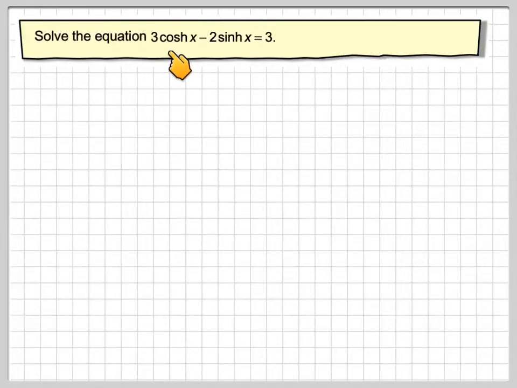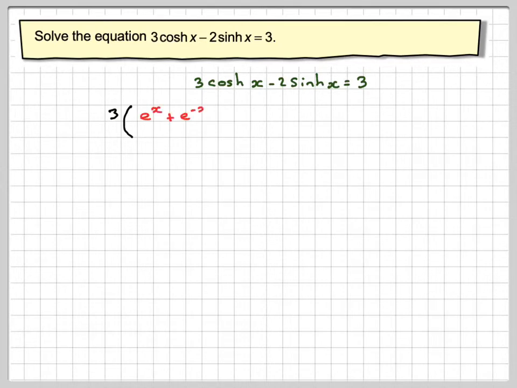Solve the equation 3 cos x minus 2 sin x is equal to 3. So we've got this equation 3 cos x minus 2 sin x is equal to 3. If we replace them with their exponential form, we get 3 times (e^x plus e^(-x)) over 2, minus 2 times (e^x minus e^(-x)) over 2, and that's equal to 3.